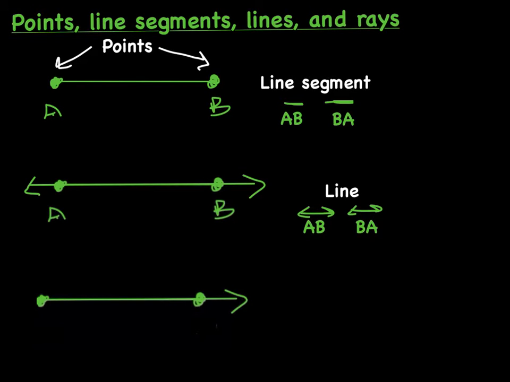Lastly, we're going to talk about something called a ray. Unlike a line segment that stops at 2 endpoints, or a line that goes on and on forever in 2 different directions, a ray is kind of a combination of the both. It has a stopping endpoint, and it goes on and on forever, but only in one direction.